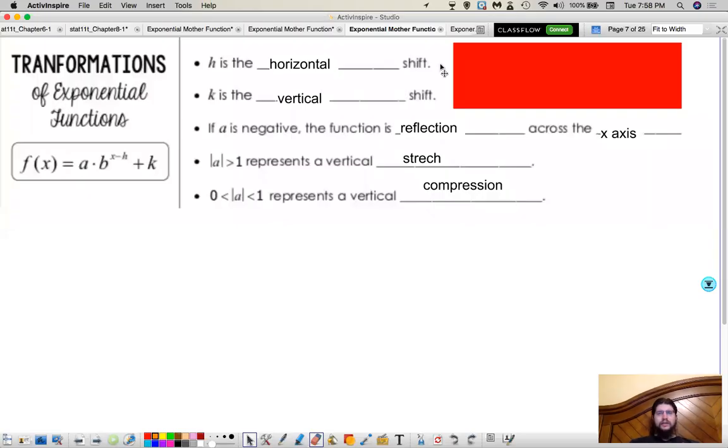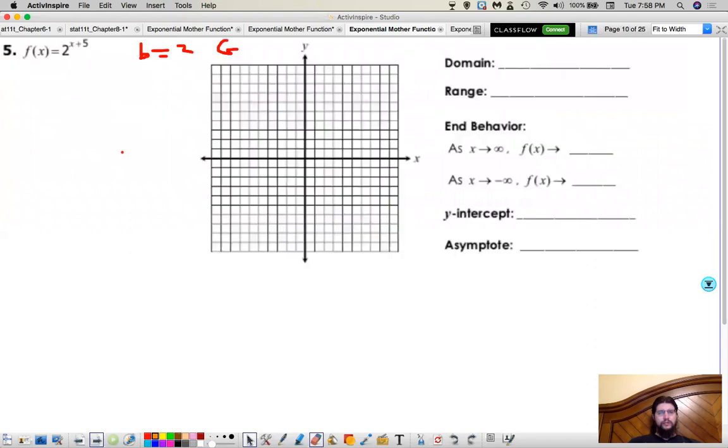All right, guys, so let's look at graphing transformations of the exponential function. So again, this is our standard form. H and K are our shifts. If A is negative, that's a reflection over the x-axis. Whatever A is, it's either a stretch or compression. So let's just get into it.